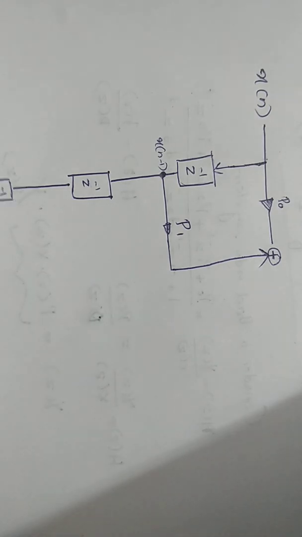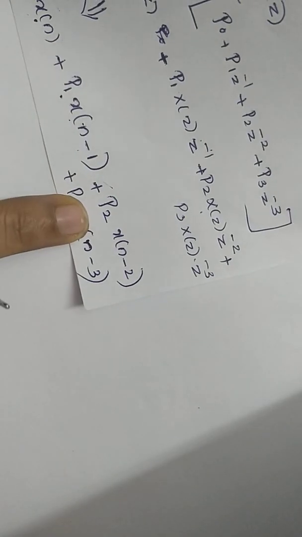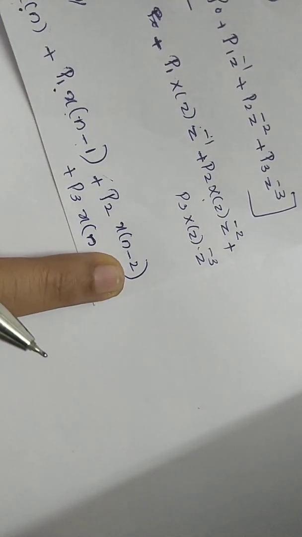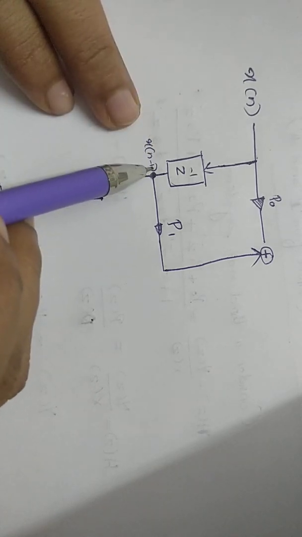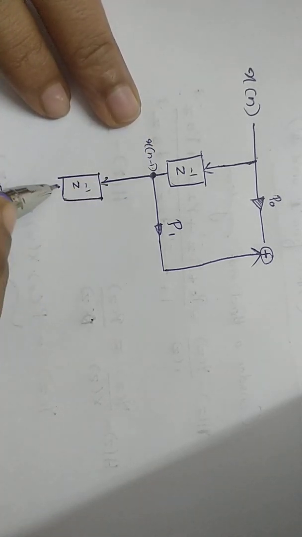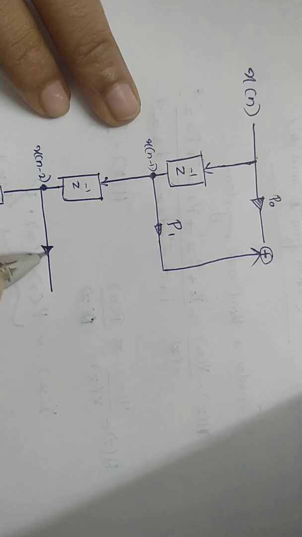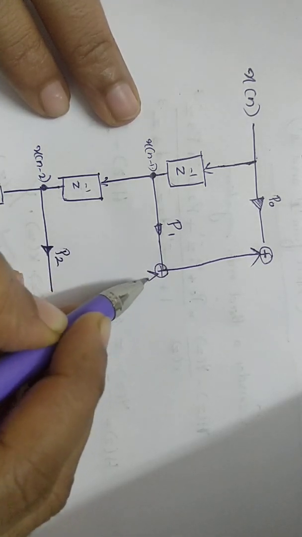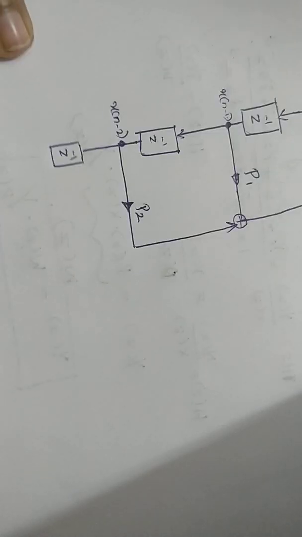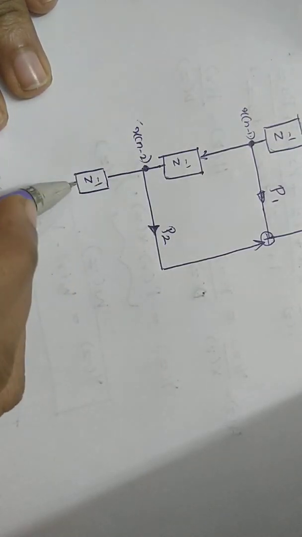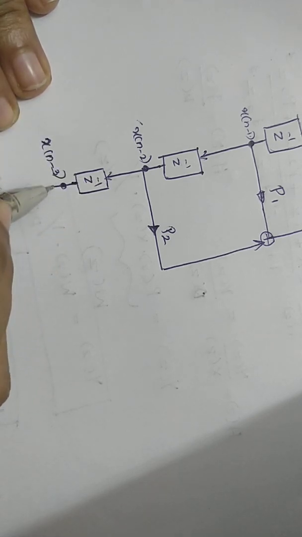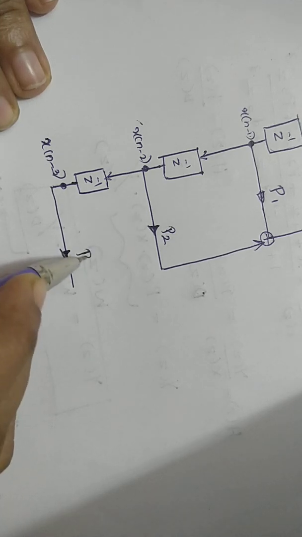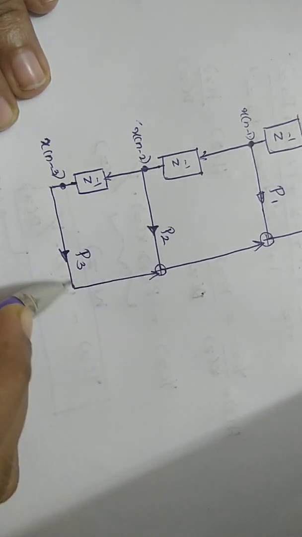So p1, which is added. Now what is the next term? p2 into x of n minus 2. N minus 2 means two delay terms. Here it is x of n minus 1, which is passed through another delay term. Now this point is x of n minus 2, which is multiplied by p2 and added. What is the next term? X of n minus 2 is passed through another delay term. Now here it is x of n minus 3, which is multiplied with p3 and added.